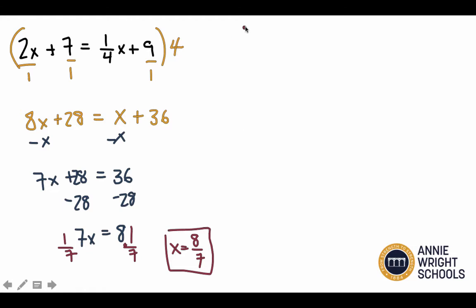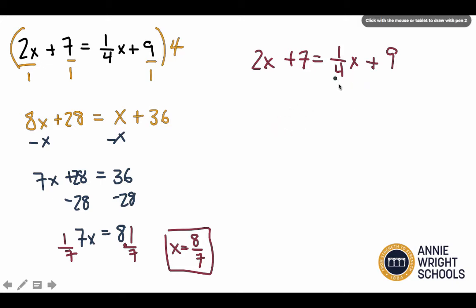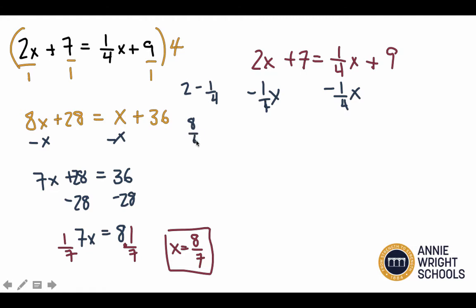A harder way to have done that problem is say 2x plus 7 equals 1/4 x plus 9. And some people like working with fractions, so I say harder, but maybe this isn't harder for you. Subtract 1/4 x from both sides. 2x minus 1/4. That's 2 minus 1/4 all times x. So that's 8/4 minus 1/4, or 7/4. So I get 7/4x.